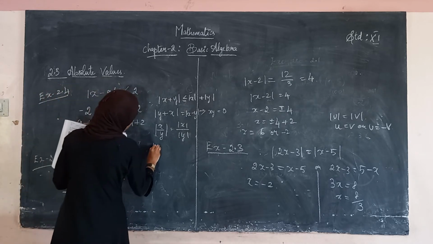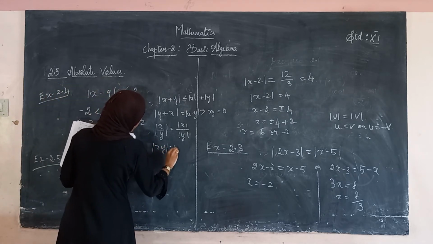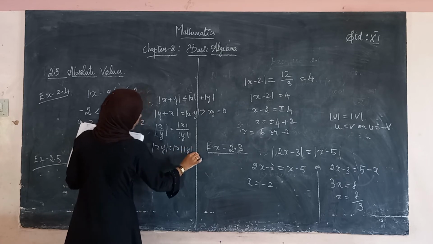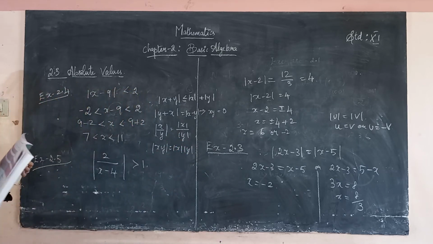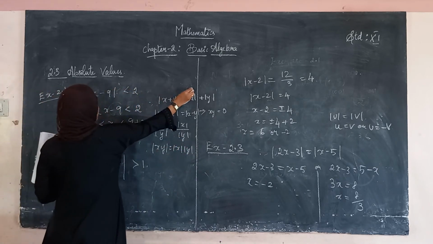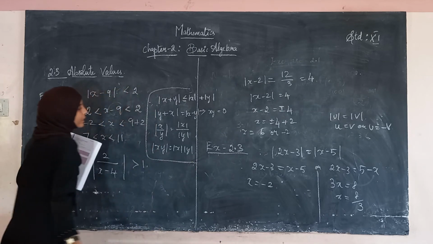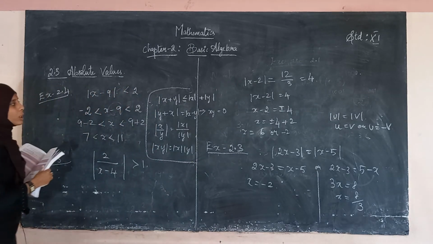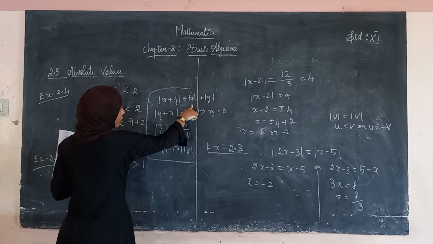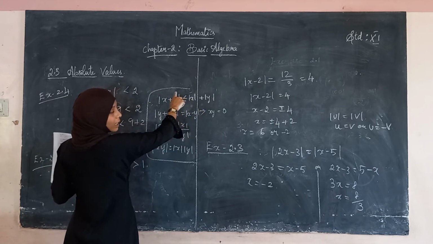Okay, and again modulus of xy will be equal to modulus of x into modulus of y. This can be divided like this. These are some important properties that you have to know about inequalities. That is, modulus of x plus y will be less than or equal to modulus of x plus modulus of y. This is the less than or equal to.